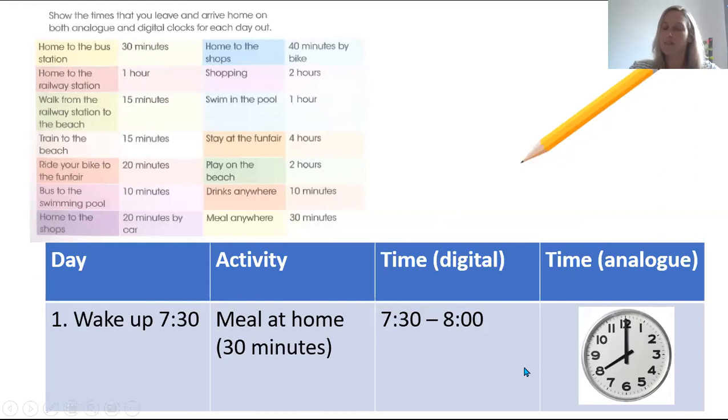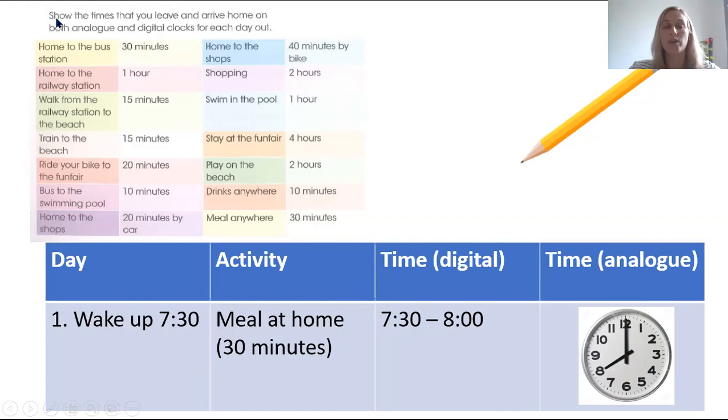If you cannot print it, not a problem. Just make sure you draw 4 columns, have the same headings as me, and we could then complete the question. So question 2 says, show the times that you leave and arrive home on both analog and digital clocks for each day out.